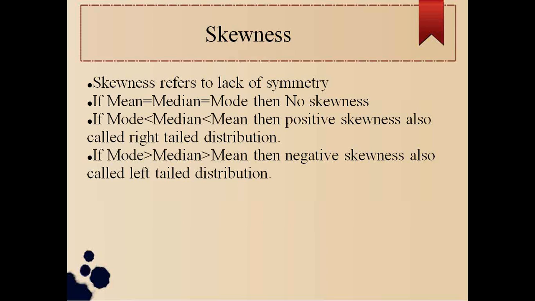They are simple concepts. So what is skewness? Skewness is a lack of symmetry. If in your data, mean, median, mode, all are equal, then there is no skewness. If mode is less than median, is less than mean, then there is a positive skewness.